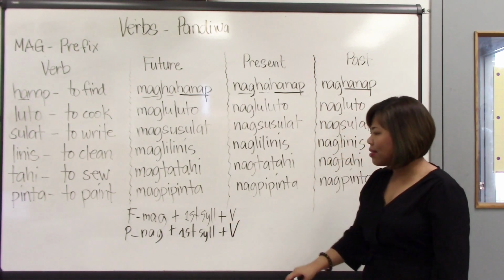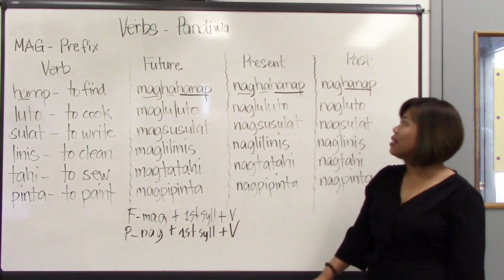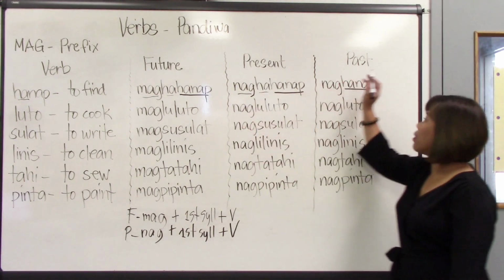So for the present, it is nag plus the first syllable of the verb plus the entire verb. Now look at the past.